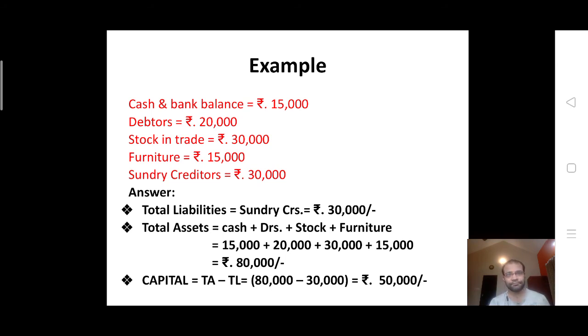Keep it aside. Total assets would be cash and bank balance 15,000 plus debtors 20,000 plus stock in trade 30,000 plus furniture 15,000. You would get 80,000 rupees as the total assets. Now, what is the formula? Capital, be it opening or closing, is equal to total assets minus total liabilities. What is total assets? 80,000 minus 30,000. In total, you would get rupees 50,000 as the capital. So this is the method we are adopting in the case of statement of affairs. I hope it is very clear.